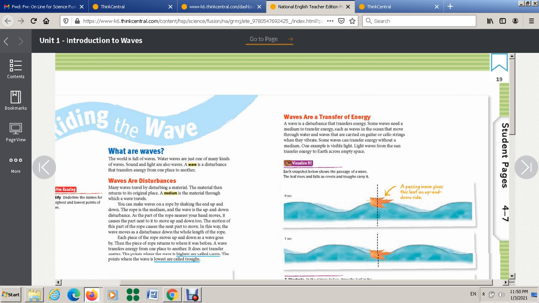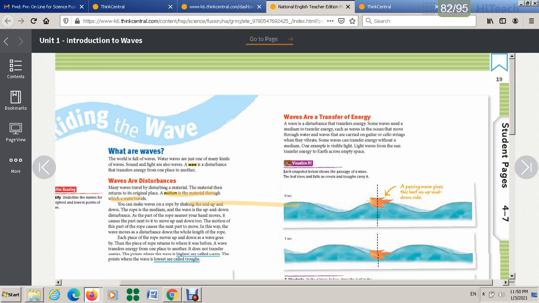So what is the medium, the disturbance of the medium? A medium is a material through which a wave travels. This one is very important, to know the meaning of the medium. Here, highlight the meaning of the medium: a material through which a wave travels.